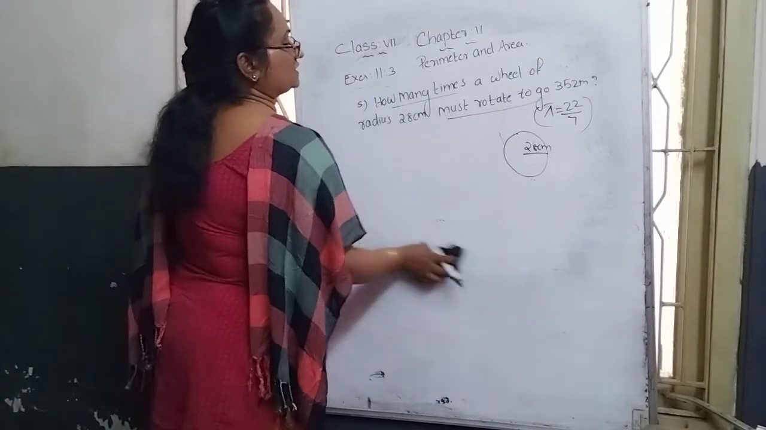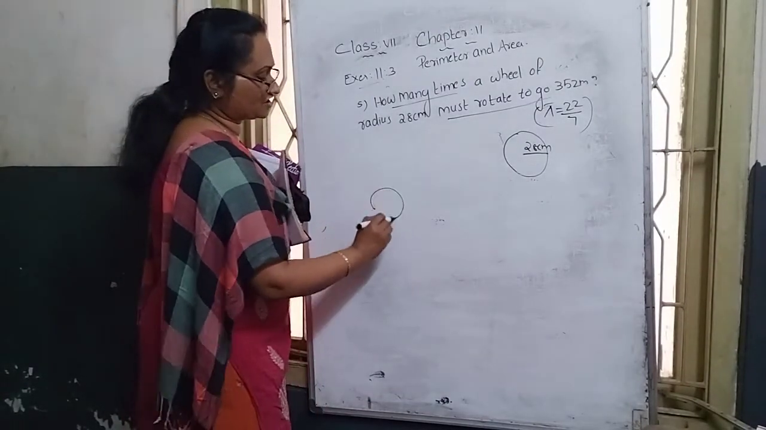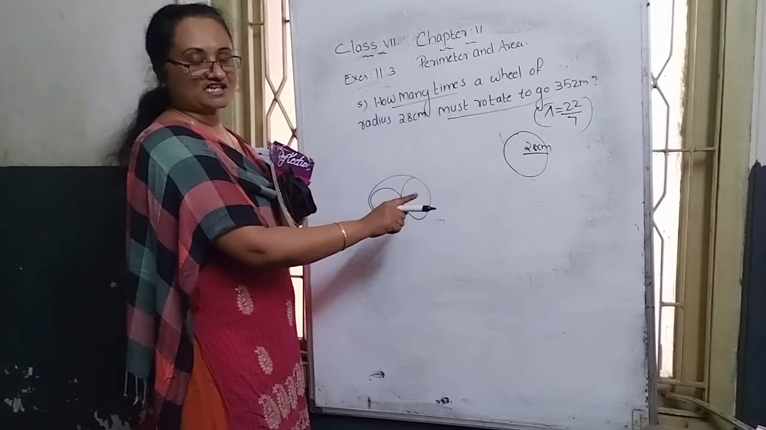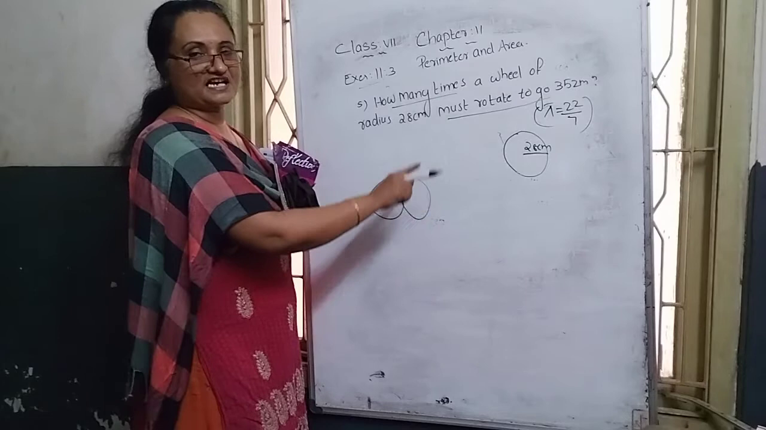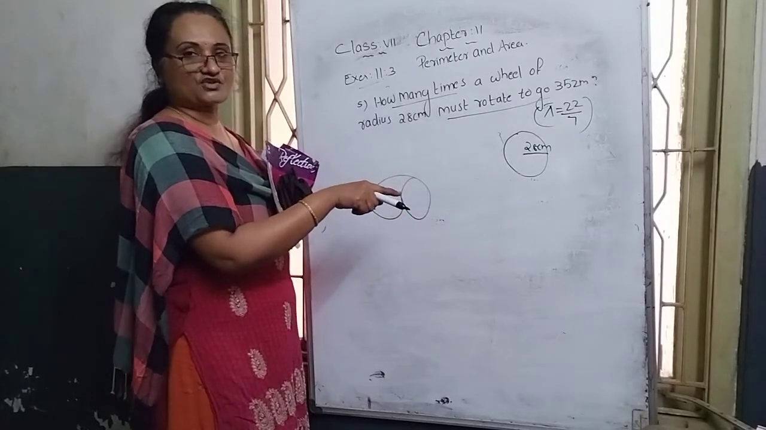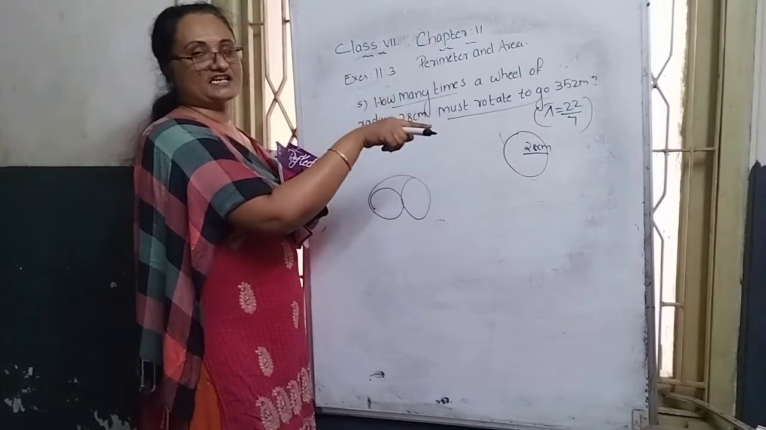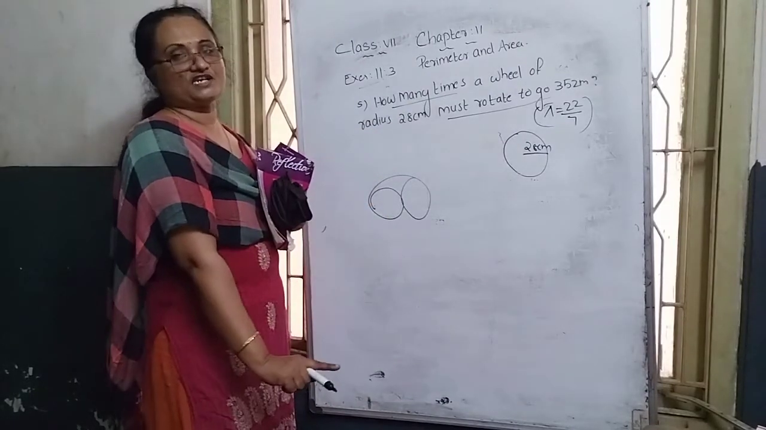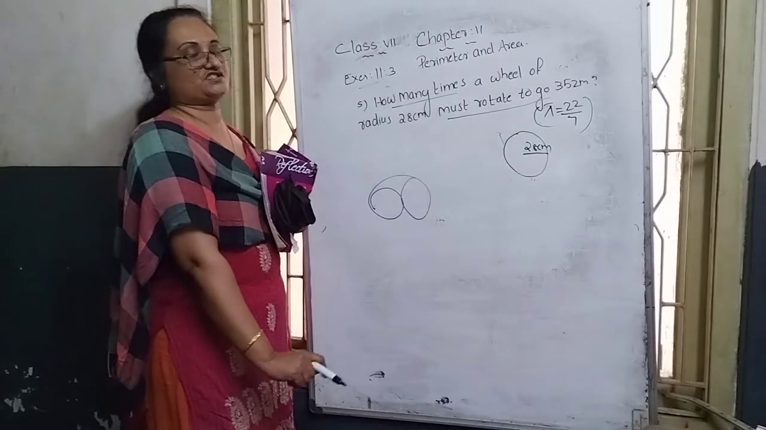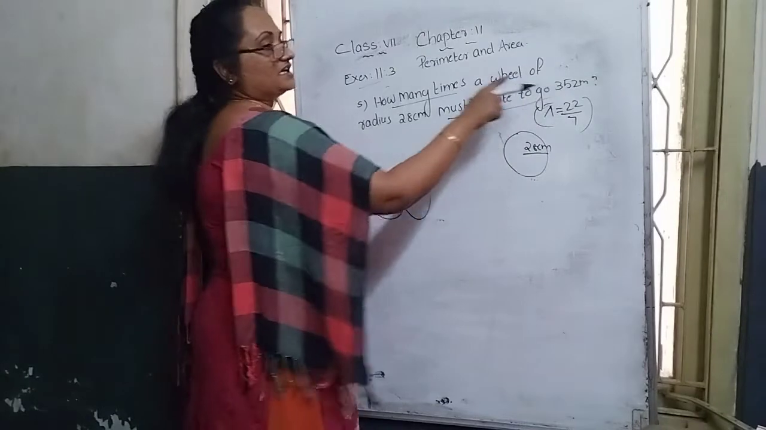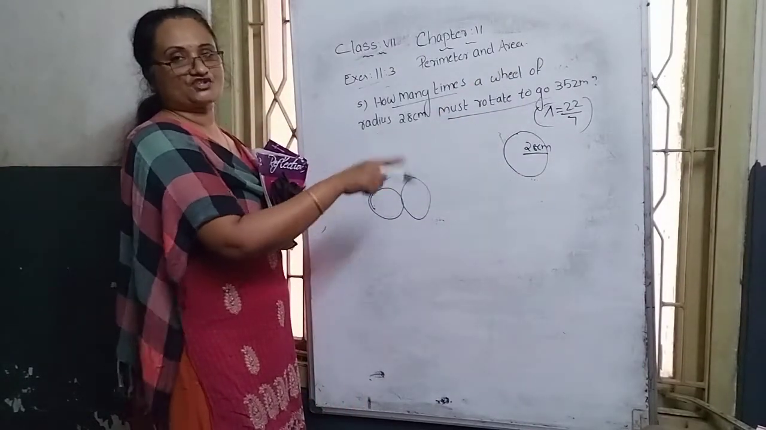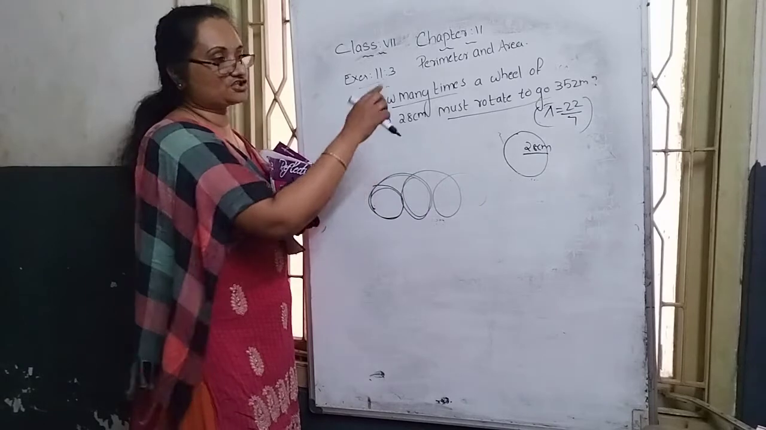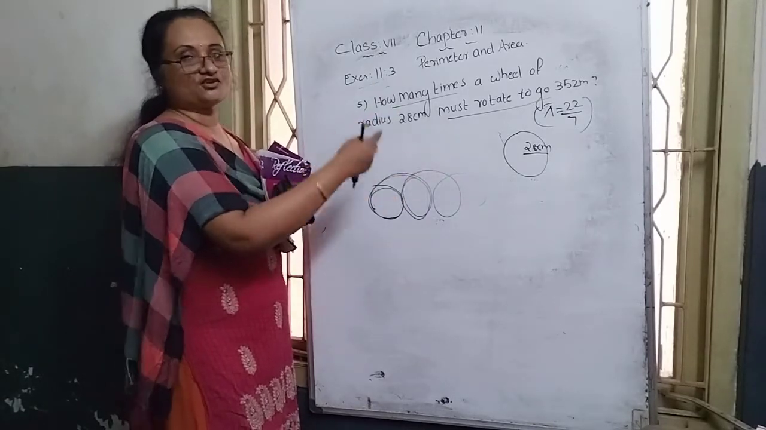As the wheel rotates, which part does it touch? The boundary part only. Boundary means perimeter, or circumference. So we want to find the circumference of the wheel. The total distance is divided by the circumference of the wheel, and you get the number of rotations. Why? Because when the wheel rotates it touches the ground only along the boundary, not inside the boundary. That's why we want to find the circumference.